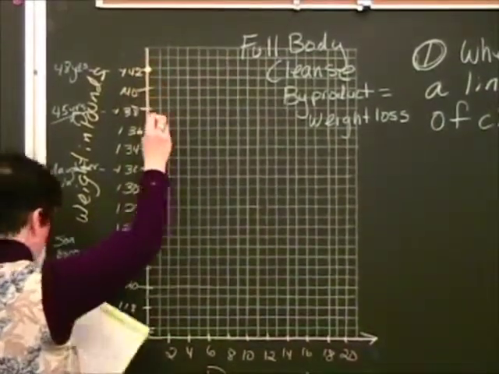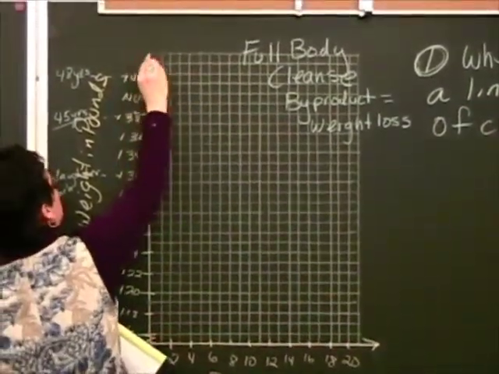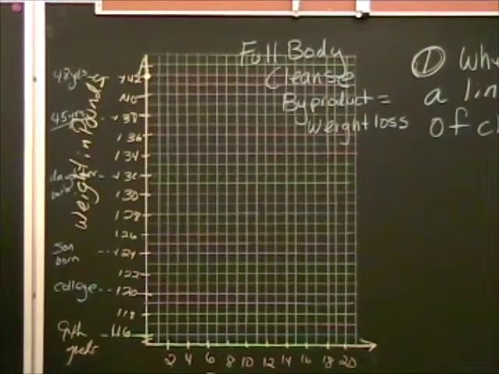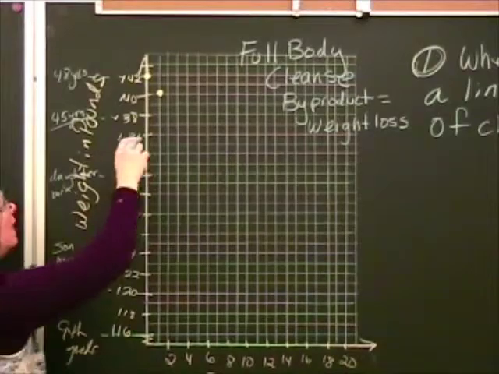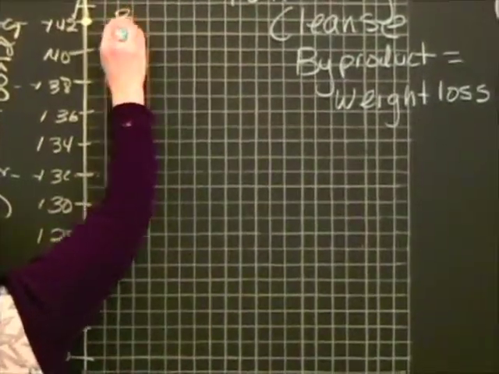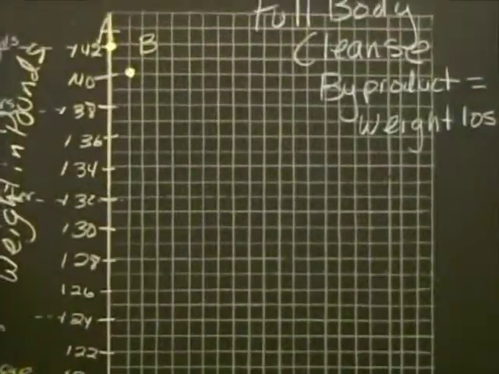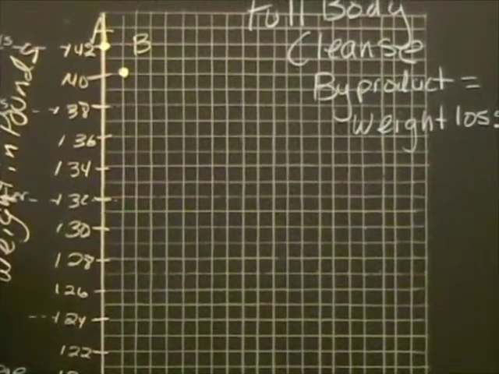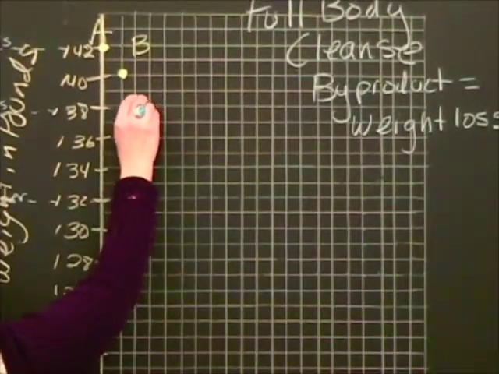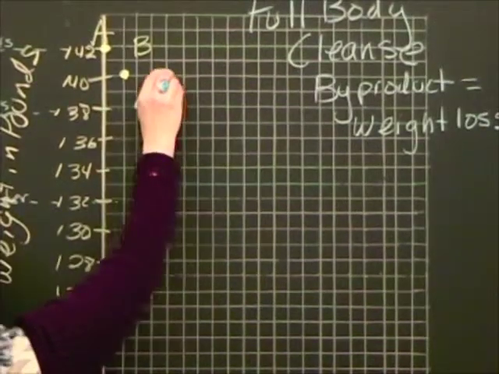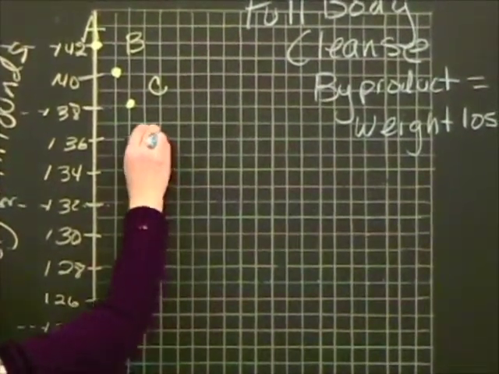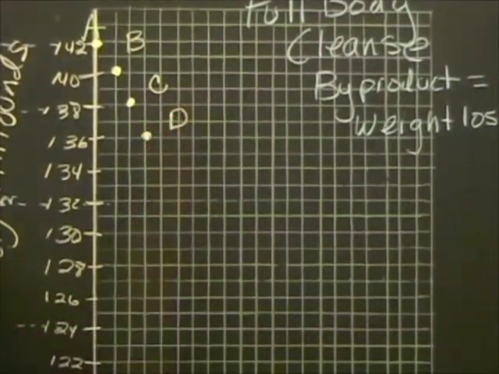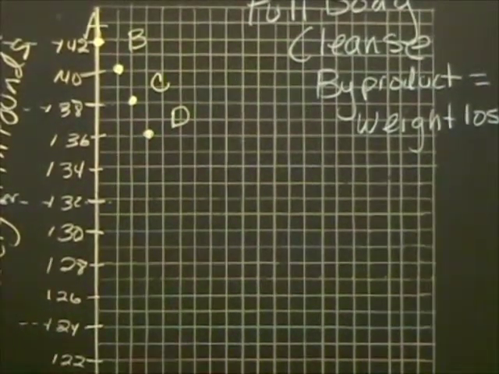All right, at time equals 0, I weigh 142 pounds, so the first data point goes at A. After 1 day on this program, I should lose 2 pounds, which means I'll weigh 140, which would be data point B. After 3 days on this program, supposedly I'm going to lose more. I'll go down to 138, and that'd be point C. And after 4 days, I should go down to 136, and we're going to call that data point D. Something's happening.